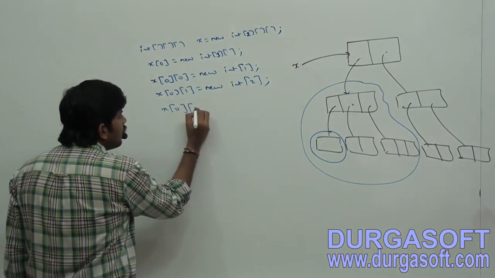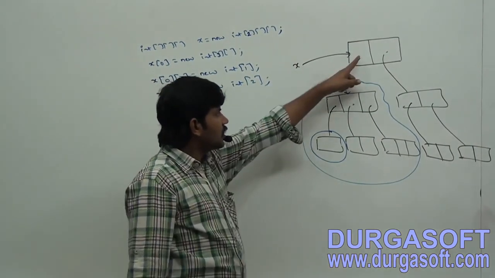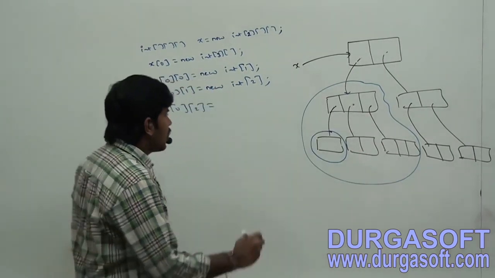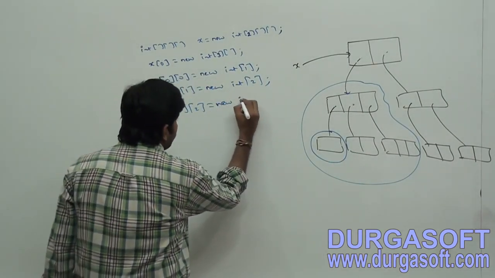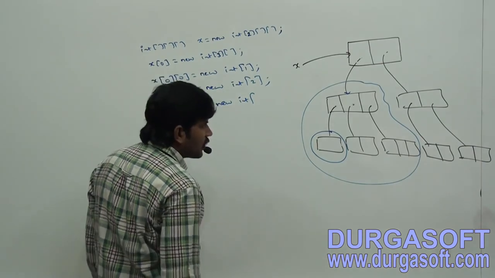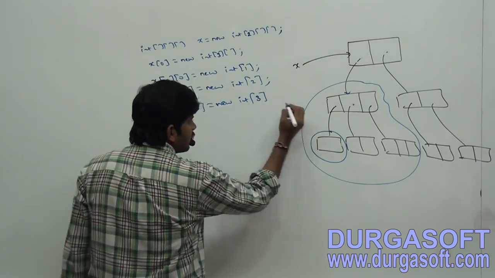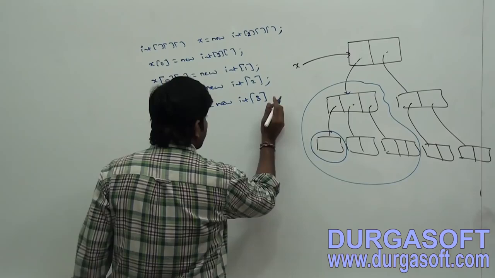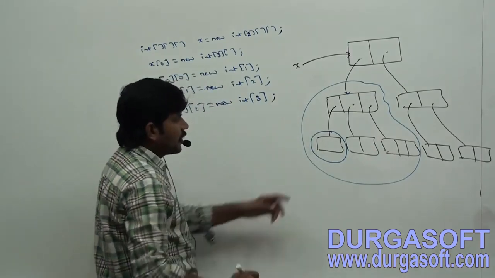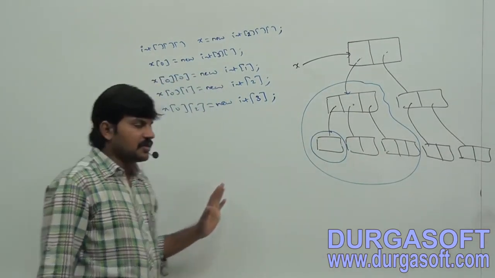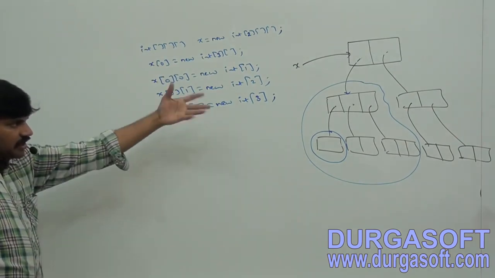X of 0, 2 is nothing but a new int array. New int array of what? 3. New int array of 3. That's all. Are you getting it? New int array of 3. That's it. So this first wing is completed.